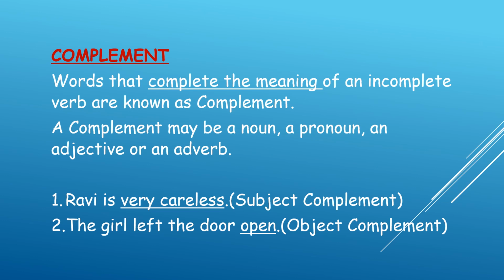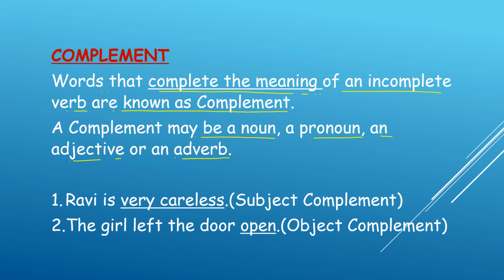Now, until now we had understood what is a subject, what is a predicate, and what is an object. Now let us see, sometimes it happens that we may have a complement in a sentence. So what is a complement? A complement means words that complete the meaning of an incomplete verb. They are called the complement. A complement may be a noun, pronoun, an adjective, or an adverb.